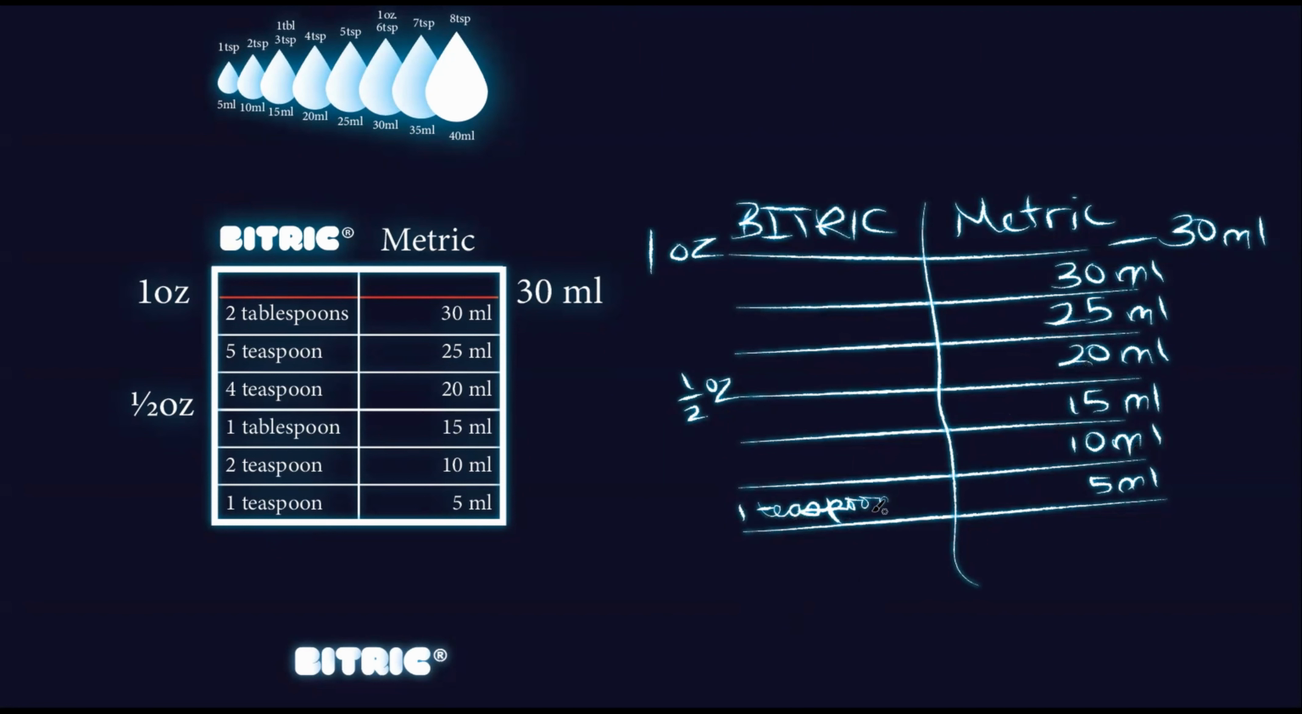So now we can see the correspondence between the metric system and the BITRIC system as it's applied in everyday use. So one teaspoon is equivalent to 5 milliliters. 2 teaspoons is equivalent to 10 milliliters. And 3 teaspoons, we have 1, 2, 3 teaspoons, which is also equivalent to 1 tablespoon. So half an ounce is the same as 1 tablespoon.